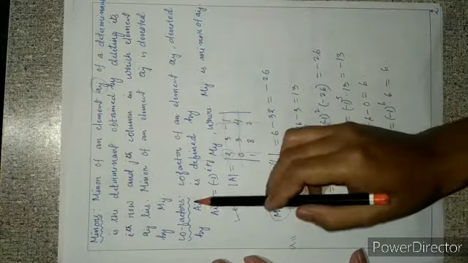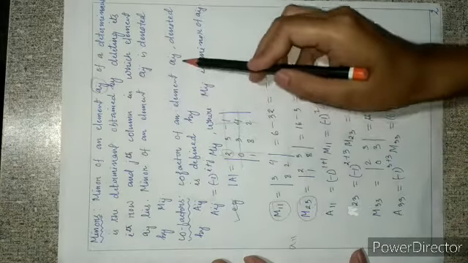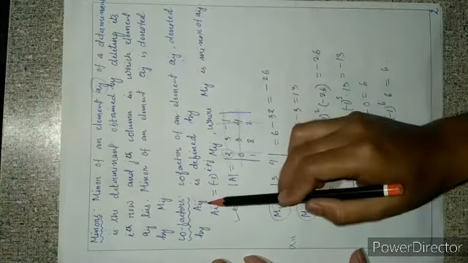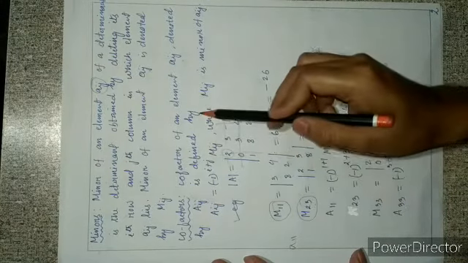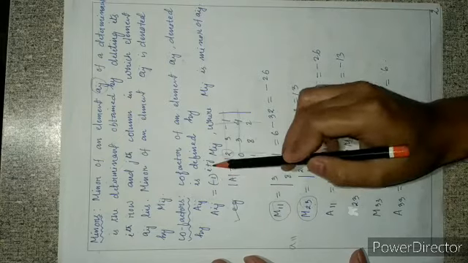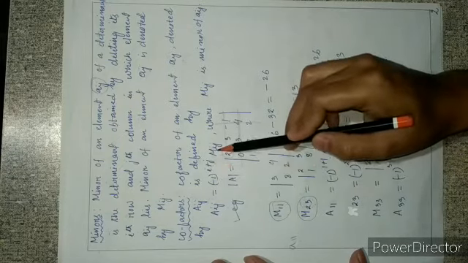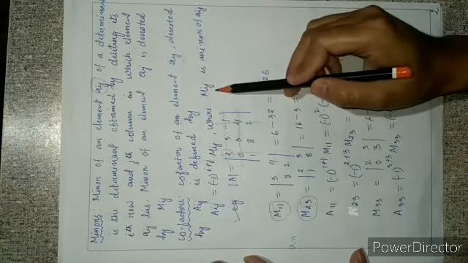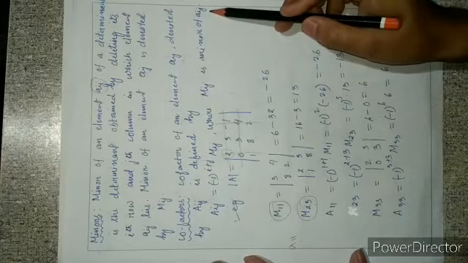Next topic is cofactors. The cofactor of an element Aij, denoted by capital Aij, is defined by capital Aij is equal to minus 1 whole to the power i plus j multiplied by Mij, where this capital Mij is the minor of the element Aij.